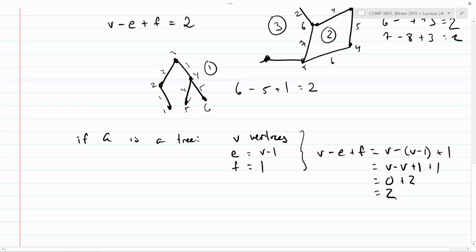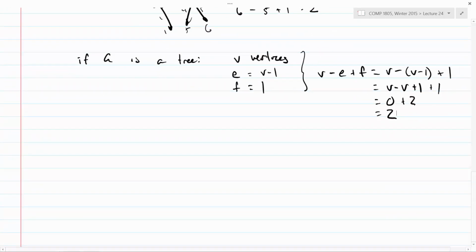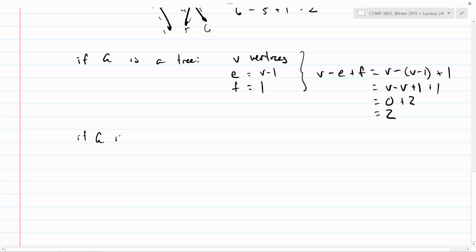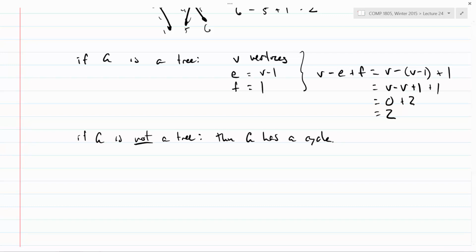Okay, so this is kind of like a proof by cases. I've covered the tree part. What about if G is not a tree? If G is not a tree, then what do I know about it? Right. If G is not a tree, it must have a cycle. And a cycle has to consist of at least 3 edges. Otherwise, it's not really a cycle.